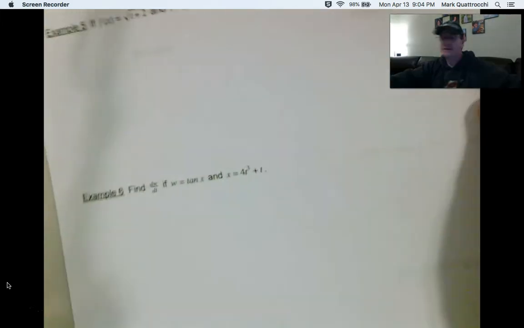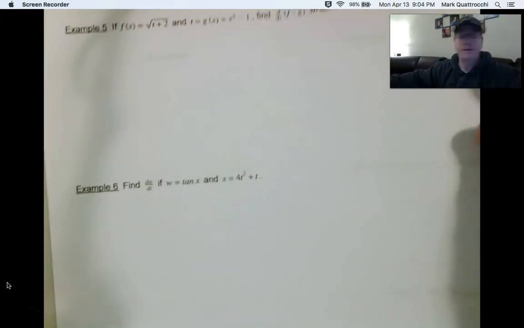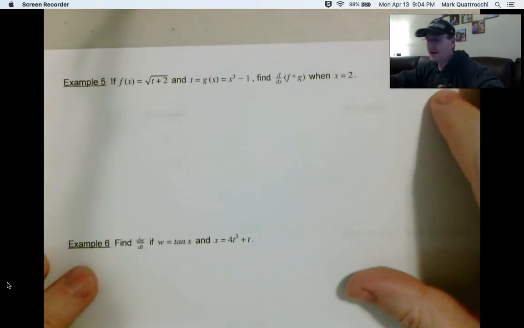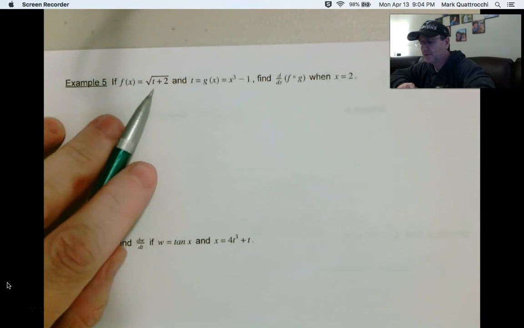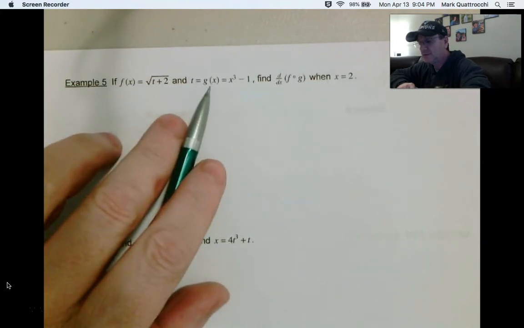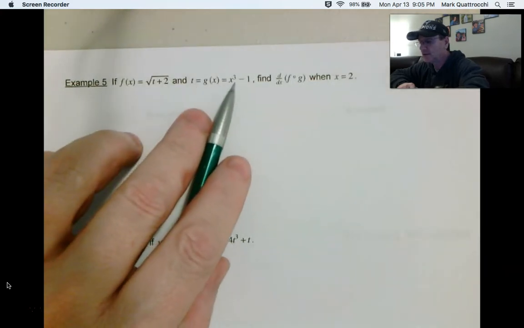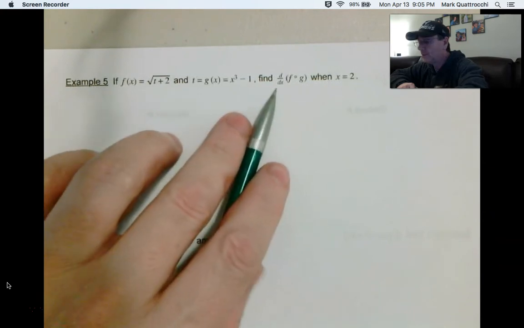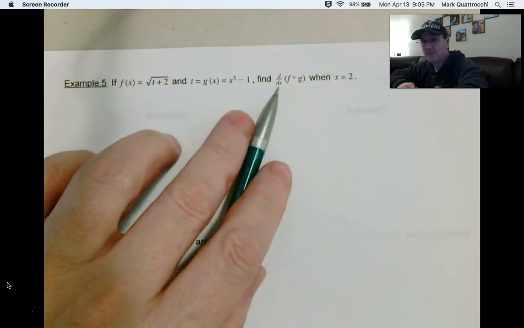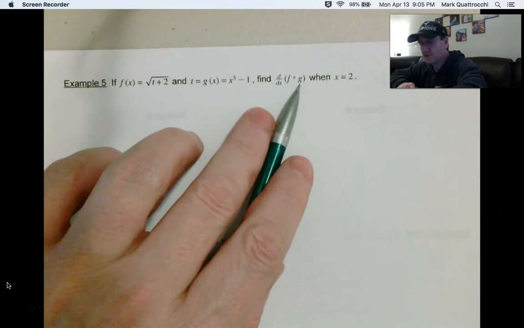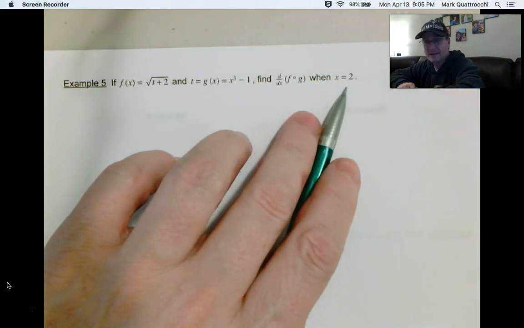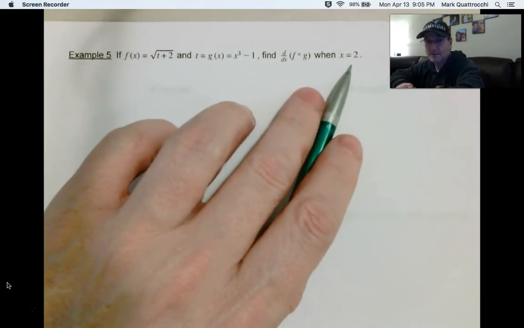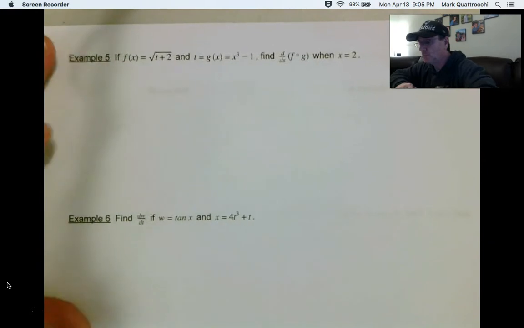That was example 4. Example 5, down over there. Example 5, if f of x is equal to the square root of t plus 2, and t, which is equal to g of x, is equal to x cubed minus 1, then we want to find the derivative with respect to x of f of g, the composition of the functions f and g, when x is equal to 2. We're going to evaluate this when x equals 2 in the end.